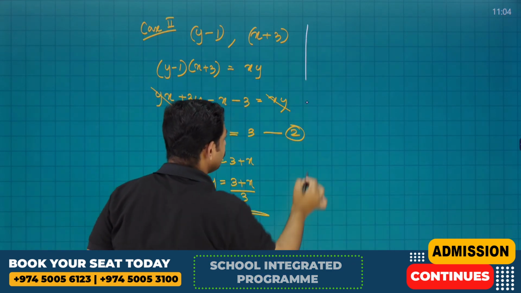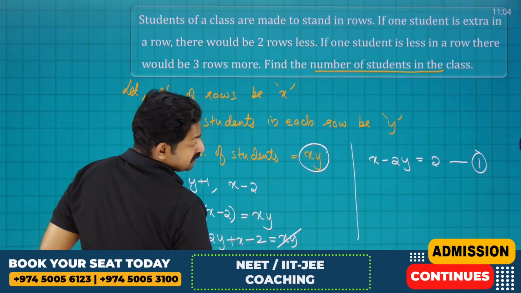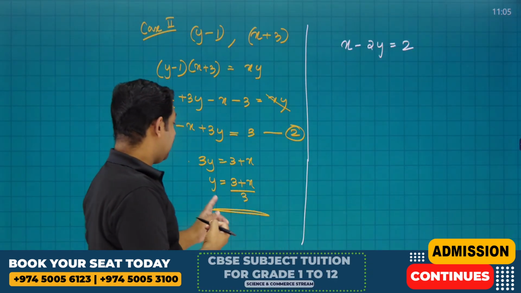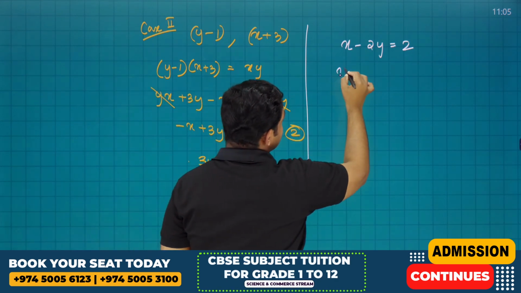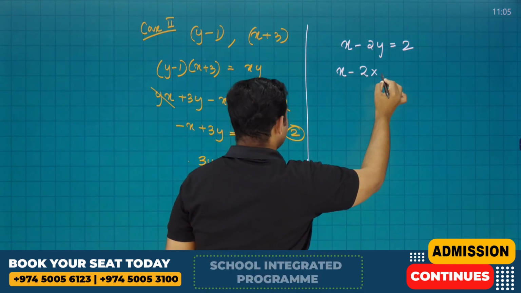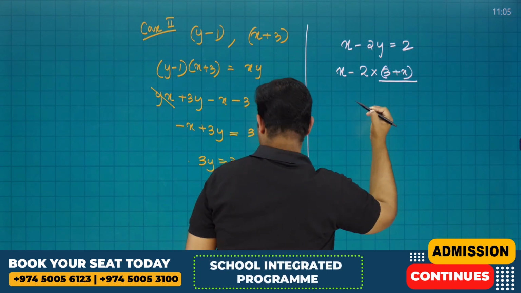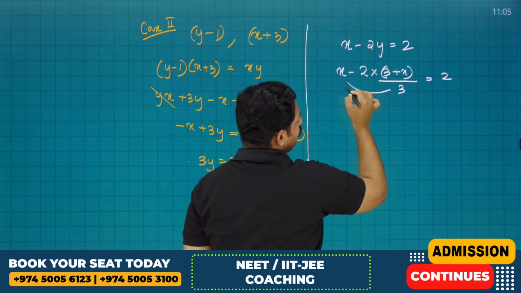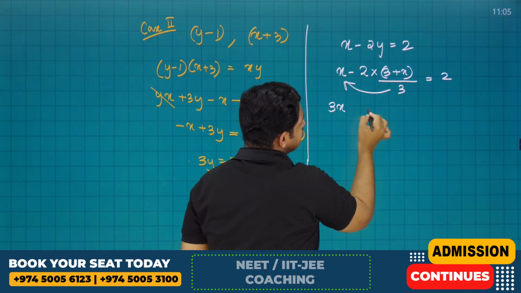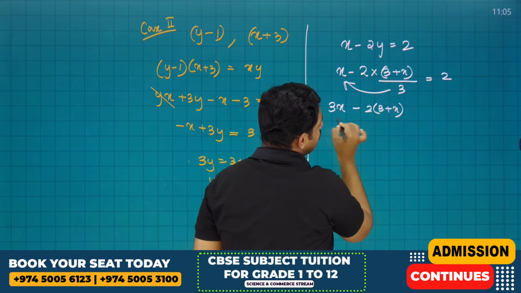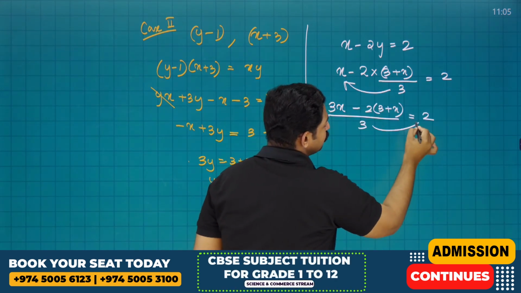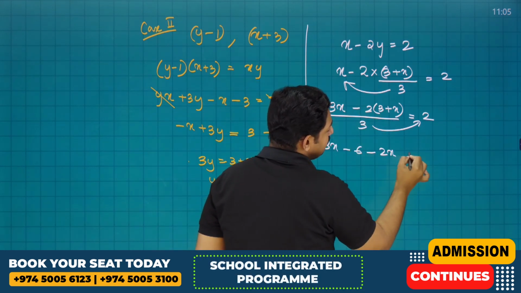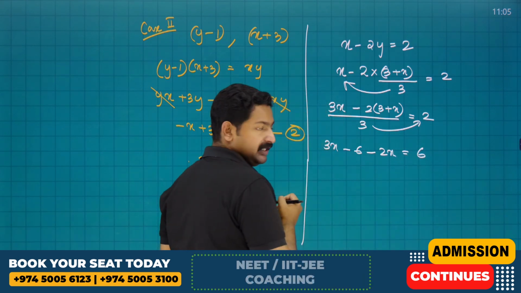Now I am taking the first equation. What is the first equation? X minus 2y is equal to 2, and we can substitute the value of y over there. That is x minus 2 into, instead of y, it is 3 plus x by 3, is equal to 2. Okay, so now we can solve it. I am cross multiplying. 3 into x is 3x. So 3x minus 2 into 3 plus x, whole divided by 3, is equal to 2. Cross multiply, then 3x minus 2 into 3 is 6, then minus 2x is equal to 3 into 2 is 6.